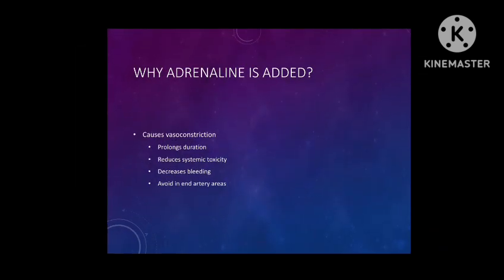So here, why is adrenaline added to local anesthetic drugs? Adrenaline is a vasoconstrictor. It constricts blood vessels at the site of injection. Because of vasoconstriction, the local anesthetic drug is absorbed slowly into the bloodstream. This produces three important advantages. It prolongs the duration of action. It reduces systemic toxicity. It reduces bleeding during surgical procedures. So adrenaline makes local anesthesia more effective and safer.